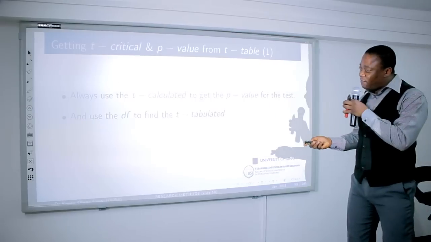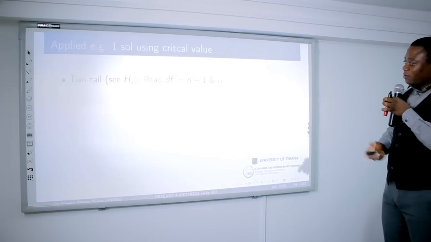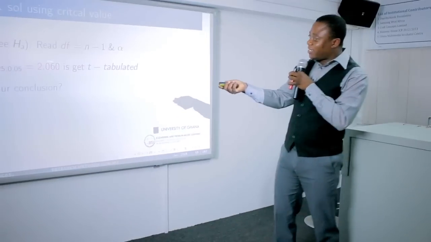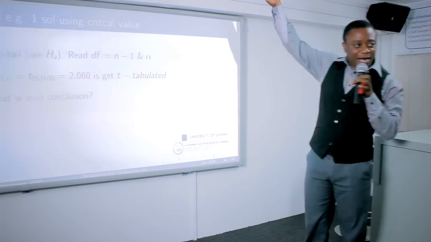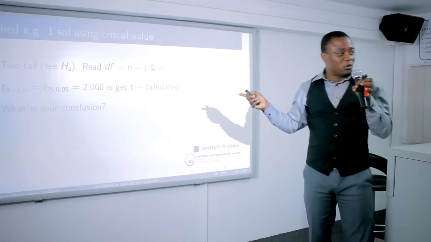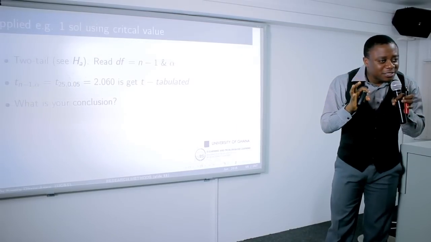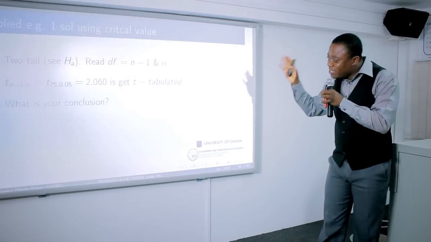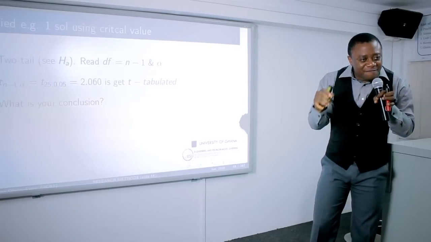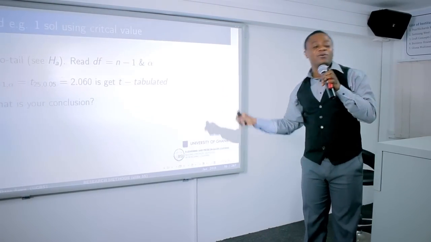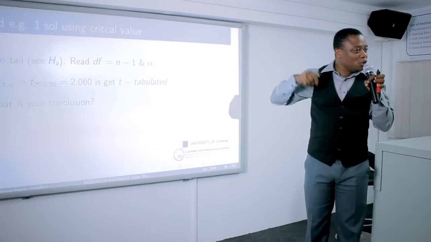So we have our values all found here. We have our tabulated, and then we have our calculated. We are going to conclude. What is the conclusion? Let's not forget. It always says this: whenever the calculated is greater than the tabulated, you reject.